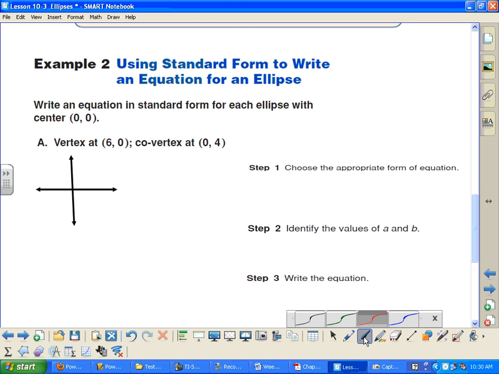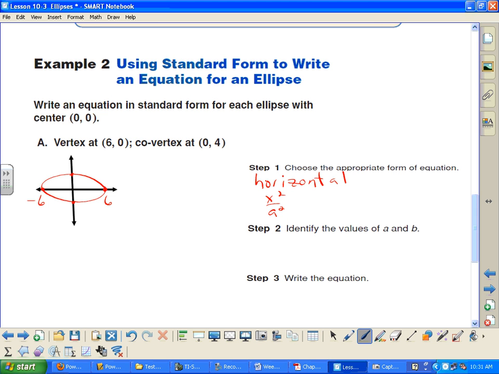The vertices are on the major axis. So 6, 0 is here. So what else would be a point on the major axis? Where at? Yeah, at negative 6, 0. Okay, so here's negative 6, here's positive 6. And the co-vertices are at 0, 4 and 0, negative 4. So which way is this stretch then? Horizontally, okay? So the first thing we need to choose is the fact that it's horizontal, which means that it's x squared over a squared plus y squared over b squared equals 1.